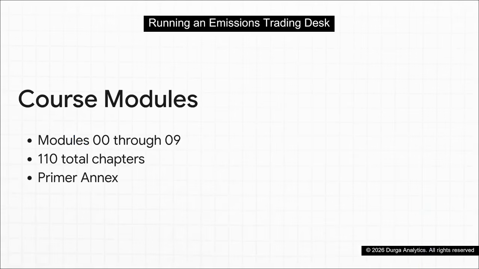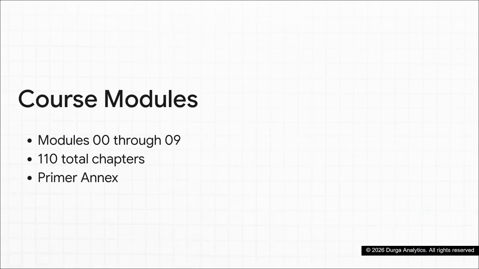Just to ground ourselves before we jump in, here's a quick look at the wider Emissions and Carbon Trading Desk Master Program. We're moving through a sequenced journey of 9 modules and 110 chapters, covering everything from market structure and model skepticism right through to ETRM technology and governance. And remember, the Module 00 Primer Annex, which covers Chapters 0.1 through 0.14, sits right before Chapter 1 and isn't actually counted in our main 110-chapter journey.